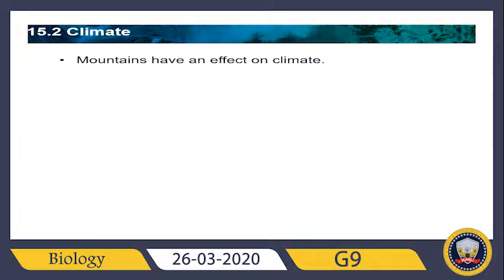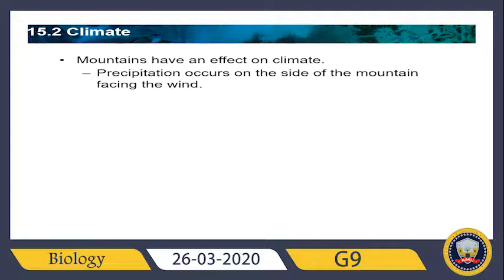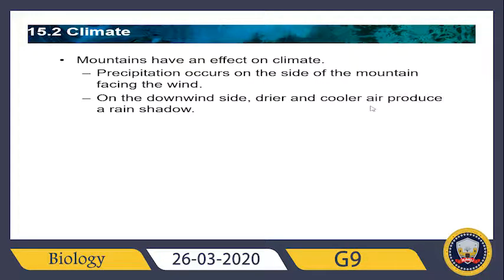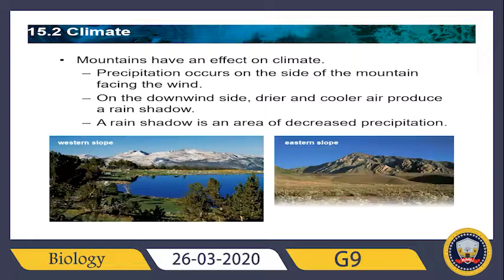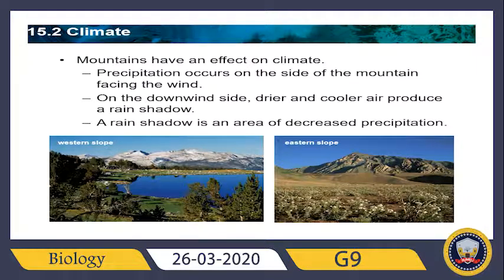Now, mountains also have an effect on climate because precipitation occurs on the side of the mountain facing the wind. On the downwind side, drier and cooler air produces a rain shadow. A rain shadow is an area of decreased precipitation. I was reading first, then I will explain to you.